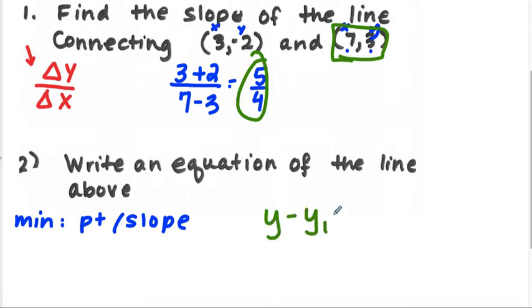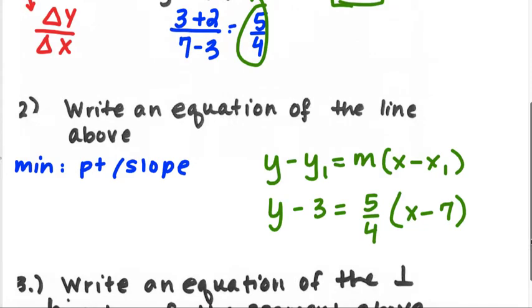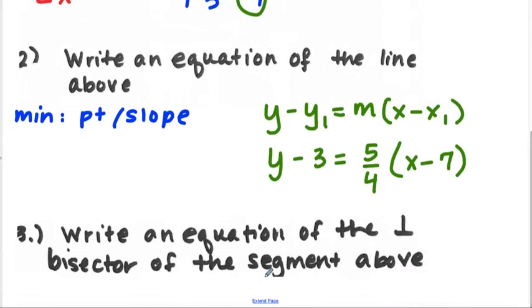y minus y1 equals m times x minus x1. So you get y minus 3 equals 5/4 times x minus 7. And you can leave it like that. That's point-slope form. All right, then we took and did the geometry to it.